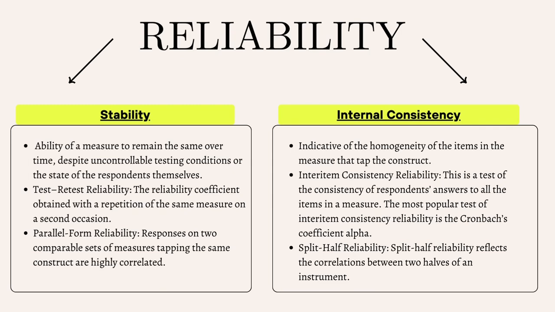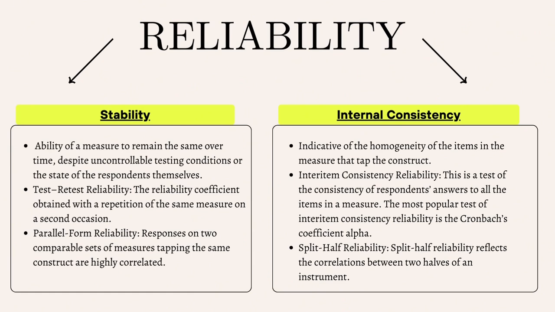Stability is the ability of a measure to remain the same over time despite uncontrollable testing conditions or the state of the respondents themselves. There are 2 methods to measure stability. First is test-retest reliability, the reliability coefficient obtained with a repetition of the same measure on a second occasion. Second method is parallel form reliability. Responses on two comparable sets of measures tapping the same construct are highly correlated.